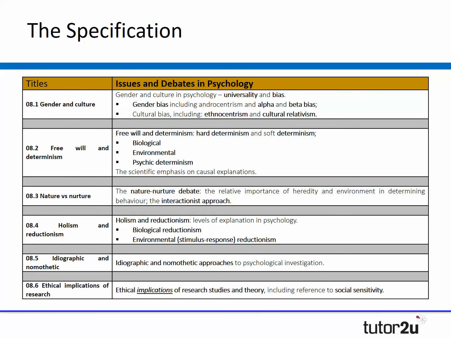And what socially sensitive research is, for those of you who are not aware, is research that has the potential to cause the individuals or the participants that took part, or the group of people they represent, harm in some way. To give you a very crude example, if biological psychologists were to find a gene for homosexuality, the ethical implications could be huge, and that's what ethical implications is referring to.